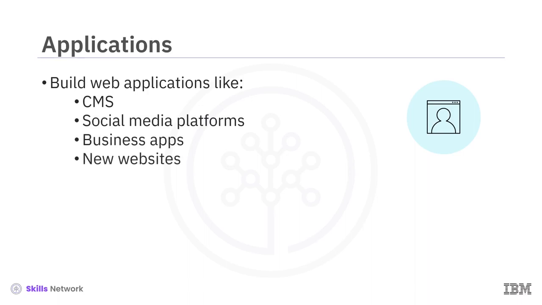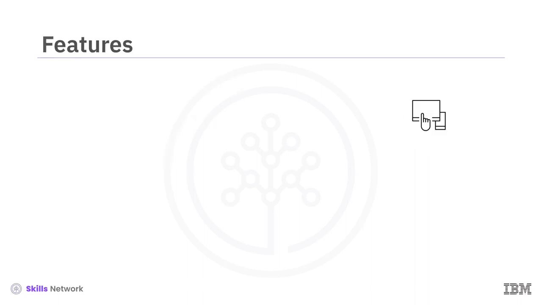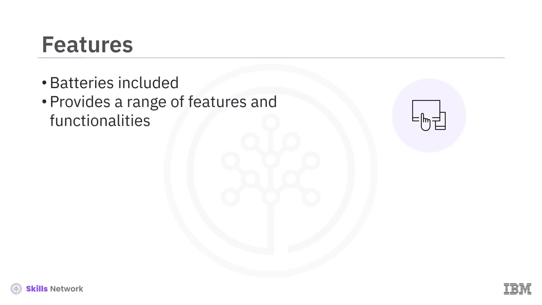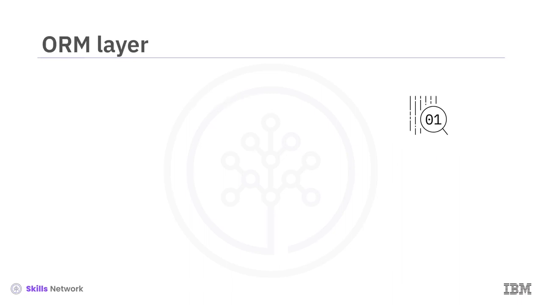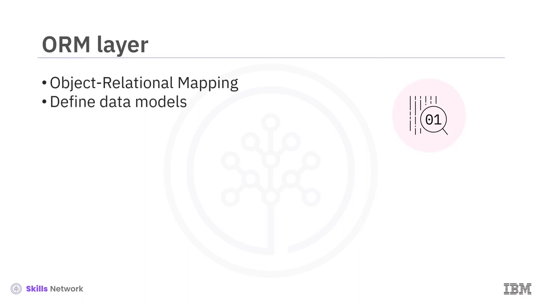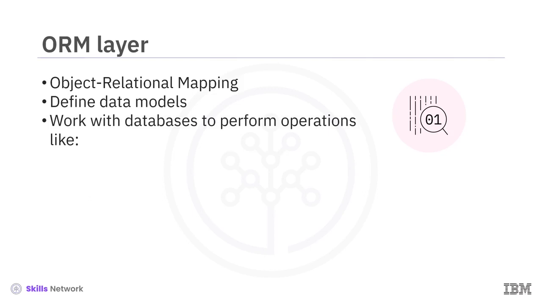applications, and news websites. A common phrase to describe Django is "batteries included," due to the comprehensive nature of the Django web framework. Django provides a wide range of features and functionalities out of the box. Django provides an Object-Relational Mapping, or ORM, layer that allows you to define your data models using Python classes. This makes it easier to work with databases and perform operations such as querying, inserting, updating, and deleting records.